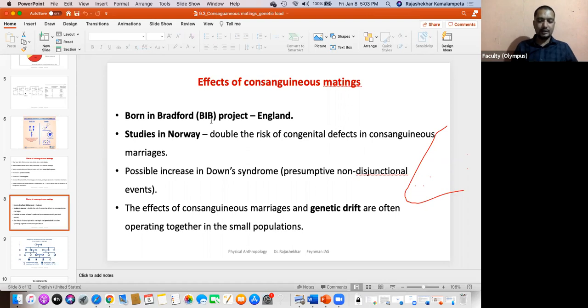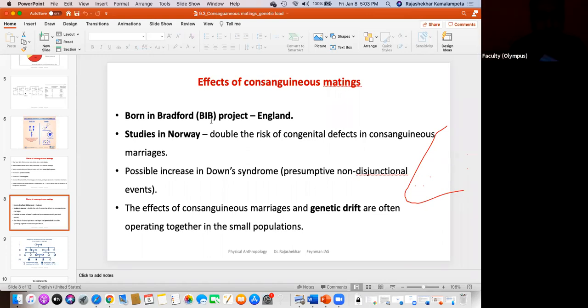What are the genetic effects of consanguinity? Give examples. As I was telling you, you have to give examples from other studies: hemophilia, sickle cell anemia, or the Amish communities example you can give. The Born in Bradford project example you can give as well.